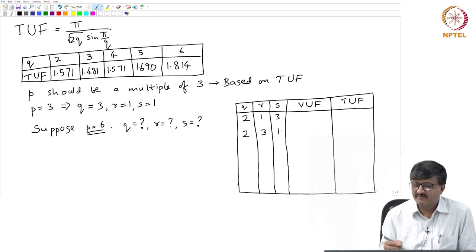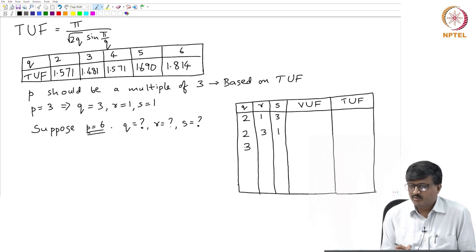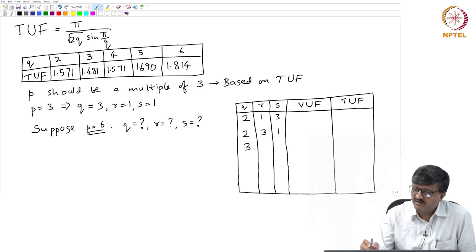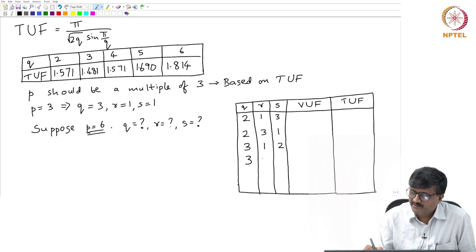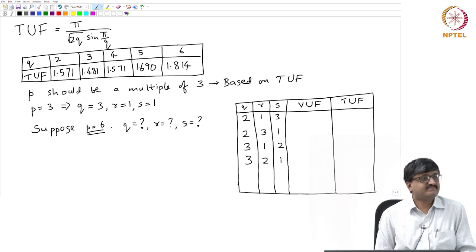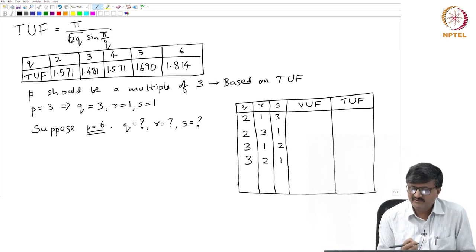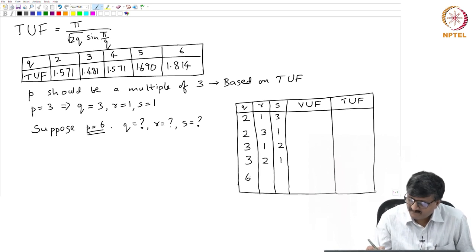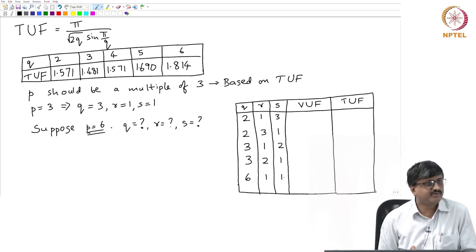The next possible value of Q is 3. So if Q is equal to 3, then the possible values of R and S are 1 and 2, or 2 and 1. So 3, 1, 2 and 3, 2, 1. Any other possible value of Q? 6. So if Q itself is 6, R and S should be 1, so that P is equal to 6. So these are the only 5 possibilities for P equal to 6.